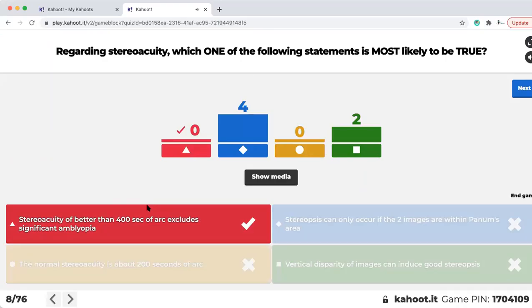Okay, so here we got a wrong answer. Regarding the stereopsis, which one of the following statements is most likely to be true? Can you tell me what will be the normal stereo acuity? Tell me in the chat box. What will be the normal stereo acuity?